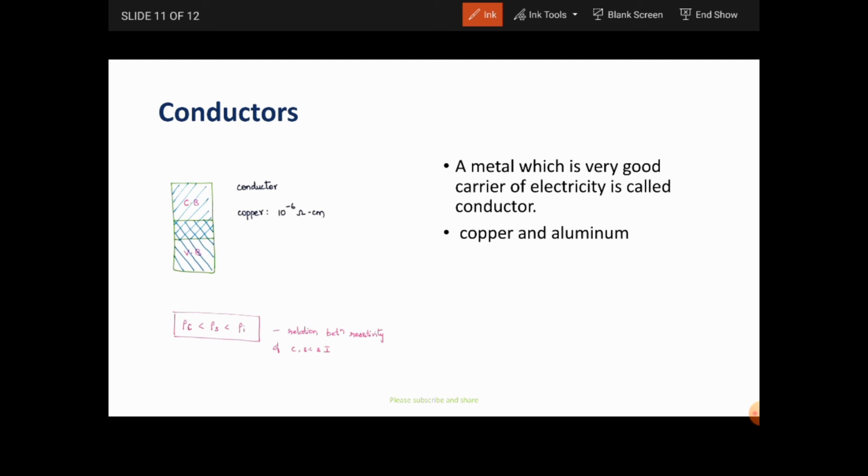Looking at the relation between the resistivity of conductors, semiconductors and insulators, the resistivity of semiconductors is less than the insulators and greater than the conductors. And if we talk about the conductivity, it would be the inverse of it.